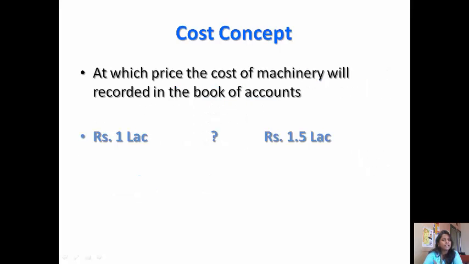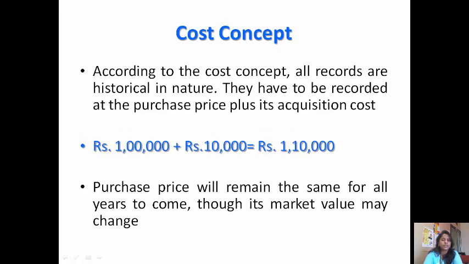At what price will the cost of machinery be recorded in the books of account? 1 lakh or 1,50,000? According to the cost concept, all records are historical in nature. They have to be recorded at the purchase price plus its acquisition cost. That is 1 lakh plus 10,000, 1,10,000. The purchase price will remain the same for all years to come, though its market value may change.